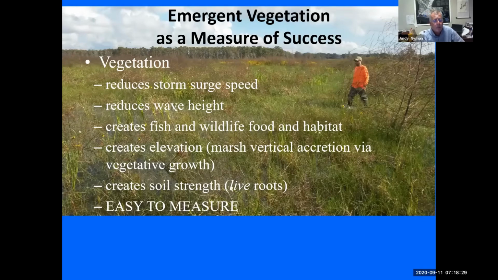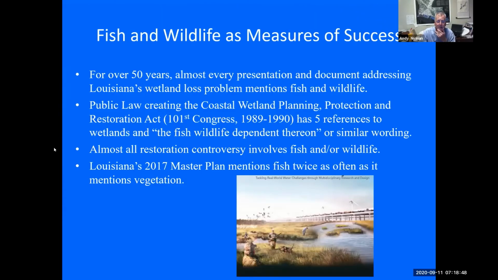But the most important reason why I think we use vegetation as a way to measure restoration success is that it's easy to measure. You can look at a picture and go, yeah, it's pretty good. We can go out and measure it maybe, but even with a picture, we can tell it's good. And we actually do a lot of this just with remote sensing nowadays. But that shouldn't be our only measure of success. I believe we should also be using fish and wildlife as a measure of restoration success.